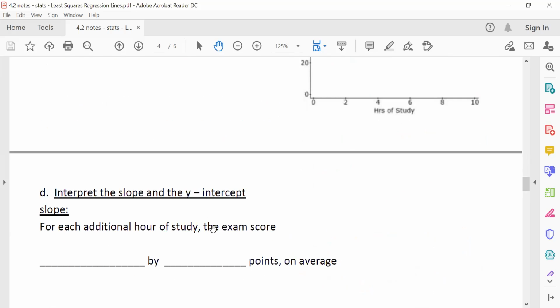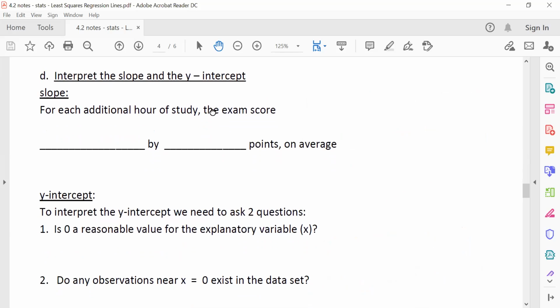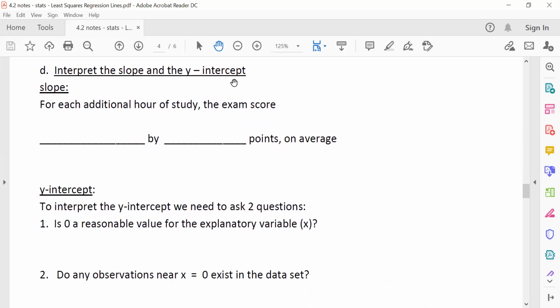So I'm not going to worry about residual stuff. Interpreting the slope and the y-intercept, for each additional hour of study, the exam score increases or goes up by whatever that slope was, 5.488 points on average. It's just a prediction. It doesn't mean you're guaranteed to get more. It's just what this model predicts based on the data that's already been collected.